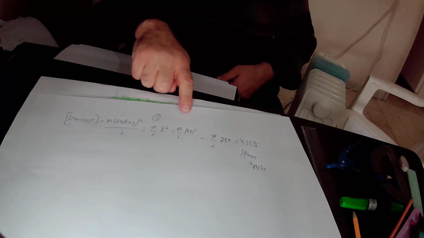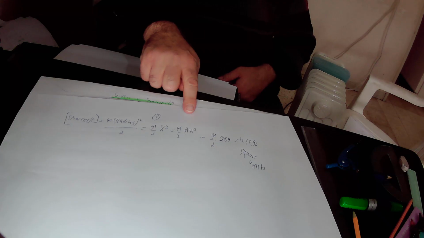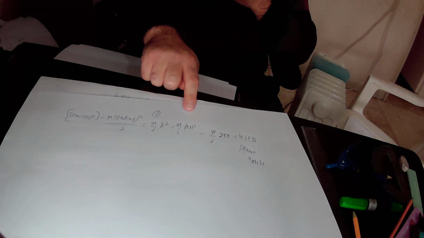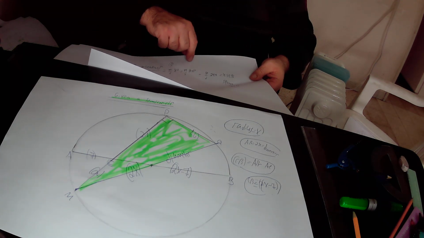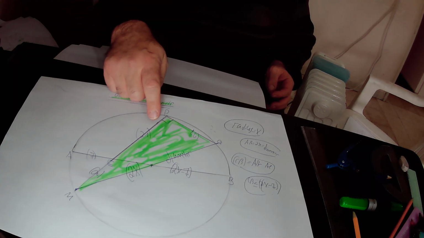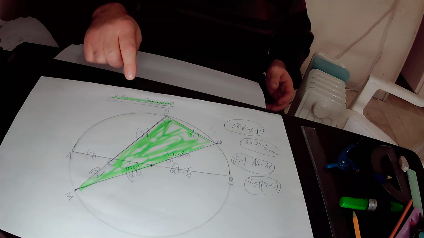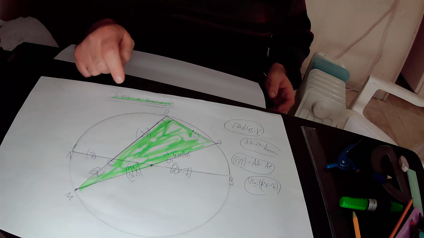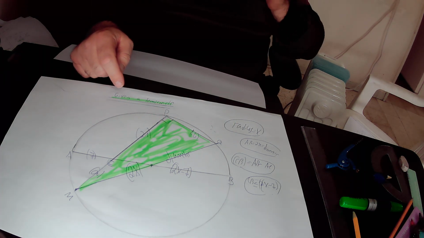So 17 squared is 289, so the area of the semicircle equals 289 pi over 2 square units in size. In terms of numbers, the area of this semicircle equals 453.96 square units in size.